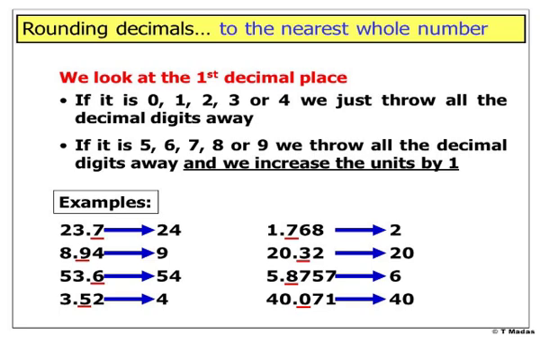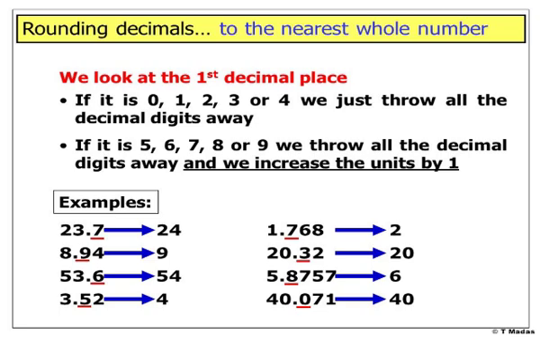8.94. 9 is in the tenth place. 9 is more than 5. So we increase the units by 1. So 8.94 rounded to the nearest whole number is 9. 53.6. 6 is in the tenth place. 6 is more than 5. So we round that number to the nearest whole number, 54.